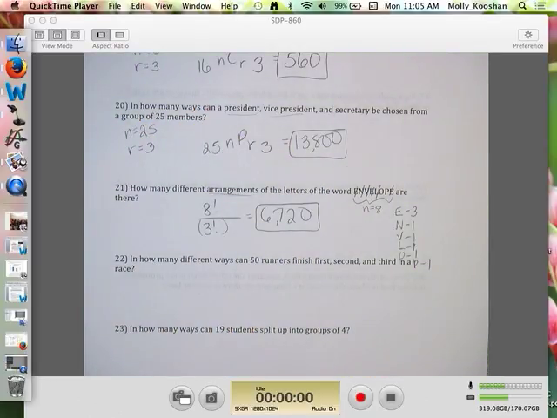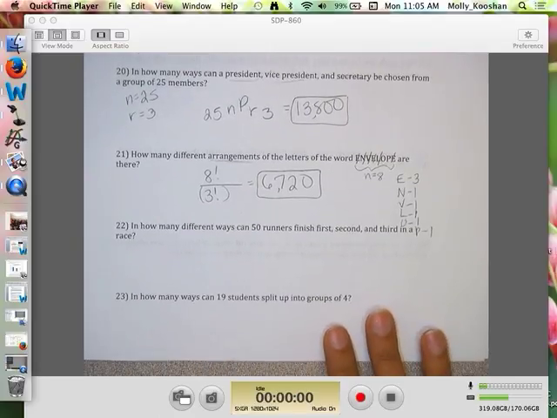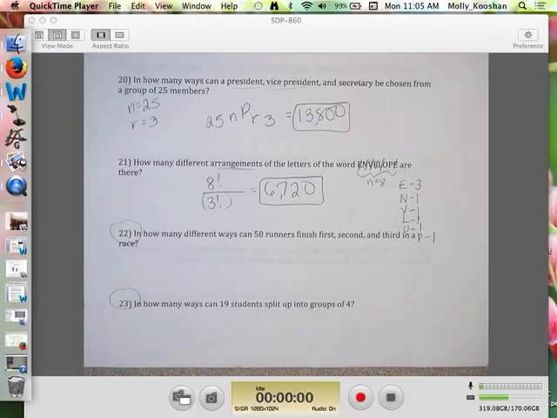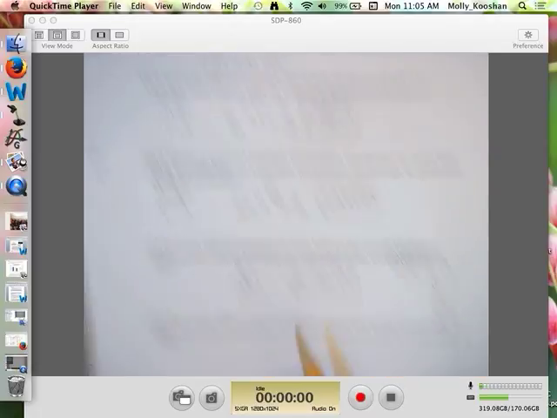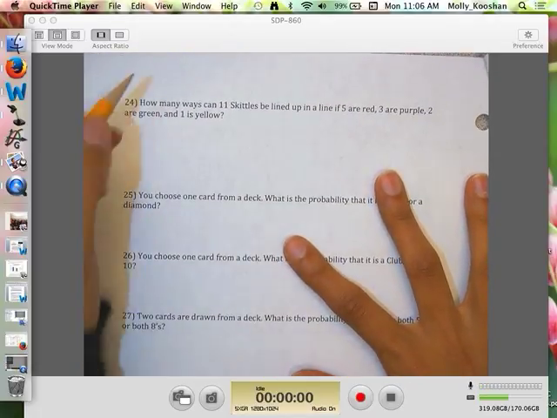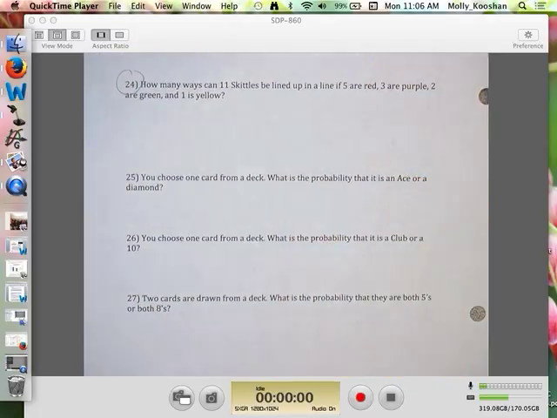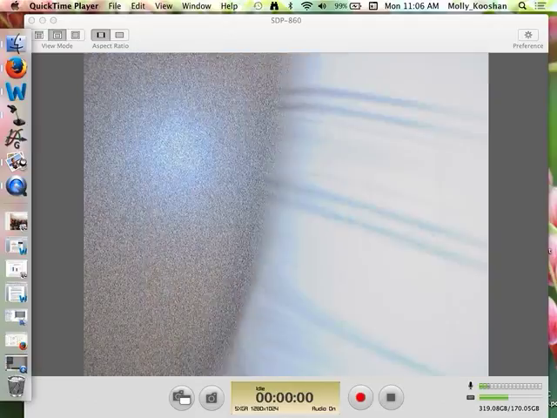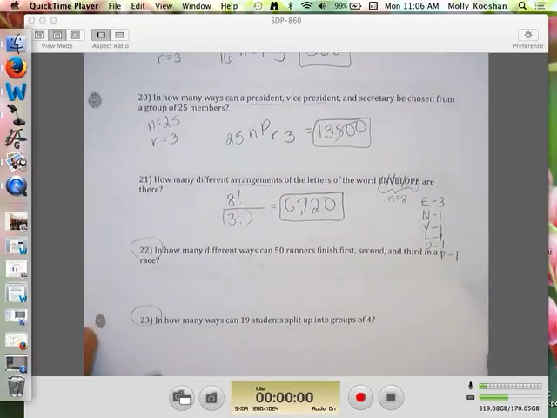Okay, so I'd like you to pause, and I want you to do numbers 22, 23, and 24 on the back. Okay? There's 1 combination, 1 permutation, and 1 distinguishable permutation.